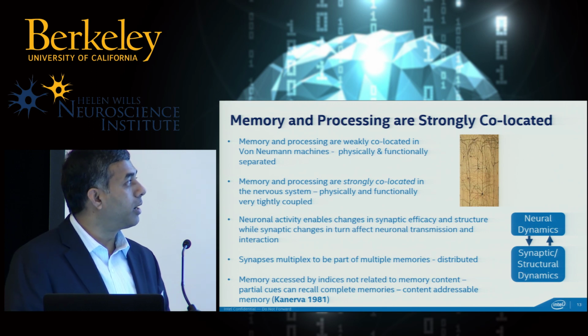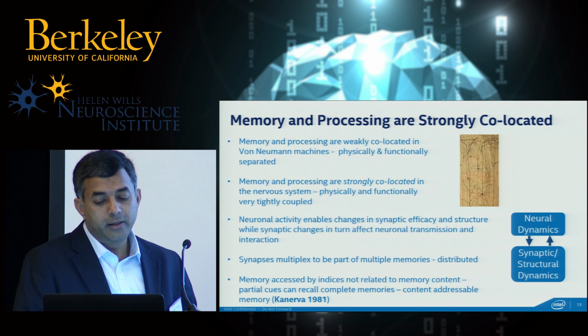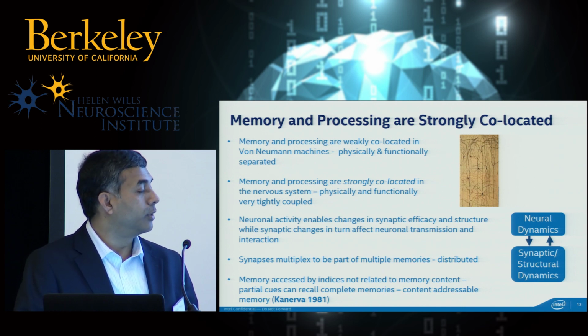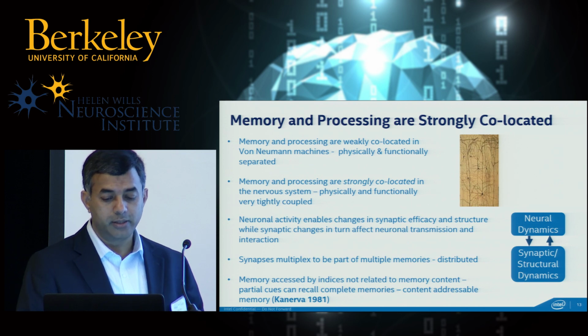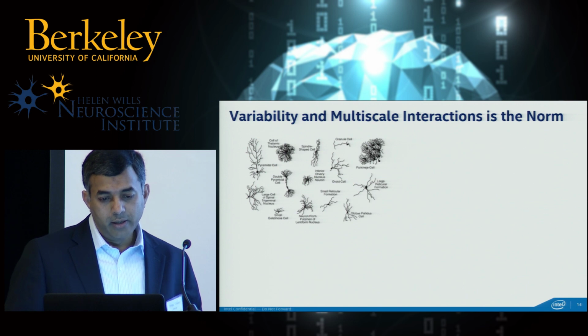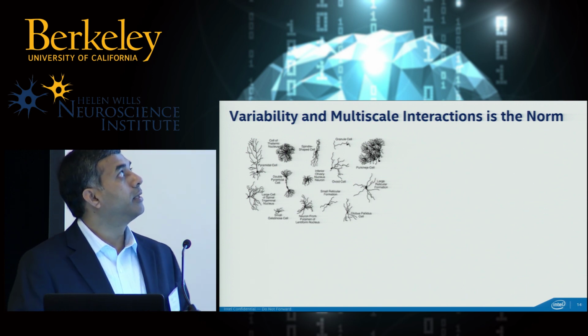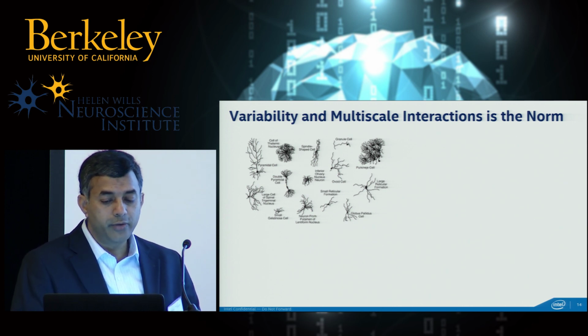And then synapses seem to multiplex to be part of multiple memories. They're distributed in nature. And memory is accessed by indices that typically are not related to memory content in traditional architectures, but in biology, they seem to be able to recall complete memories from partial cues. The notional idea of content addressable memories, one of the pioneers being in this audience here, doing that kind of stuff. The other thing to notice is that variability and multi-scale interactions are the norm. It's not something you try to shy away from. These are things that exist, and we have factual evidence for that.